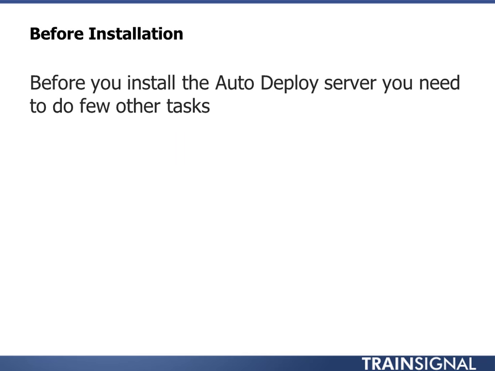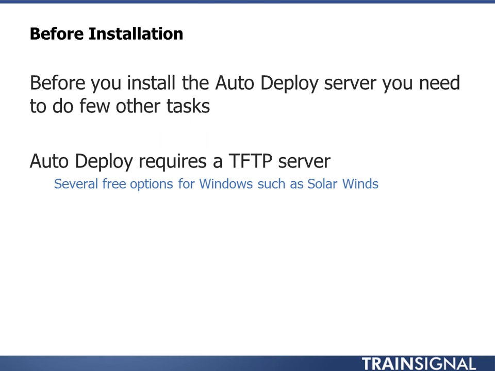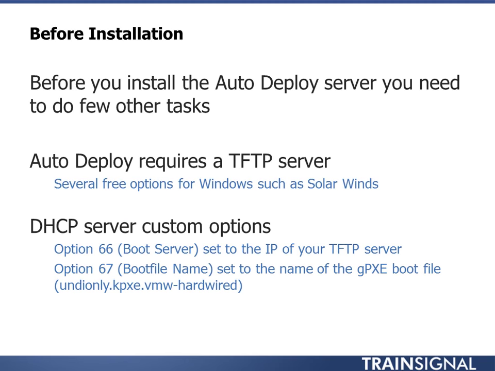Before you install the Auto Deploy server, you need to do a few other things. One, I just mentioned this TFTP server. There are several free options. Again, I use SolarWinds. It's easy and it works well. You need to add some DHCP server custom options. For the scope, for the subnet that you're going to use for this, you need to add option 66 and 67. 66 is boot server. You set the IP of your TFTP server, so you'll set option 66 to the IP of whatever is running that SolarWinds TFTP server. Then option 67 is the file name that it's actually going to grab. And the name is right there. It's an odd name.